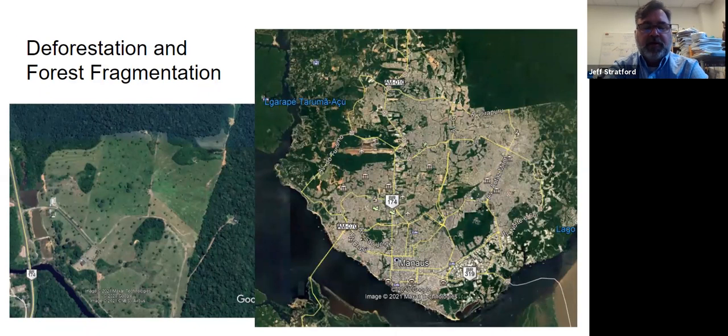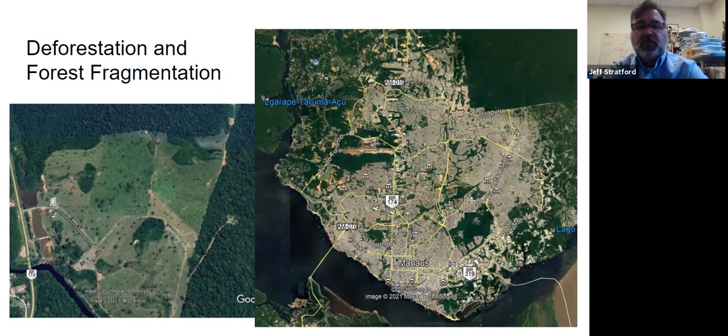The biggest threat to wildlife, including birds in the Amazon, is deforestation and forest fragmentation. Deforestation is the flat out removal of forests. So once there was forest and now there's something else. Forest fragmentation is when, in the process of deforesting, patches of forest are left.